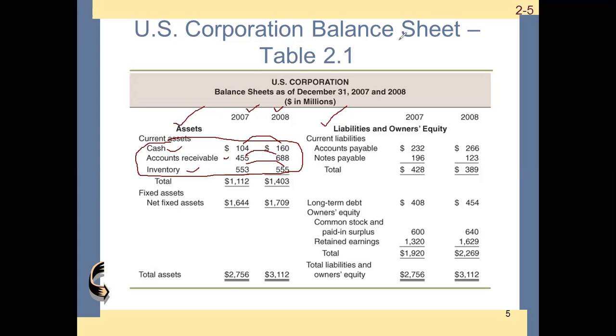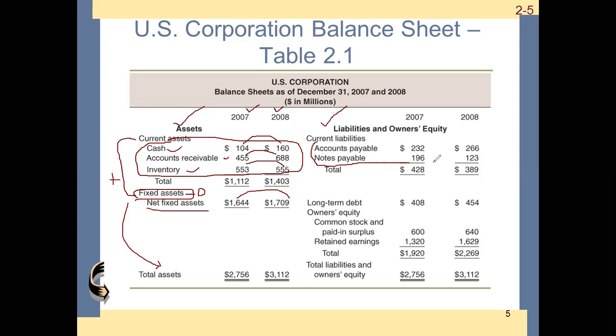And then we have fixed assets. Fixed assets include the net fixed assets. How do we calculate the net fixed assets? If we subtract depreciation from the fixed assets, we get the net fixed assets. So they have increased from 2007 to 2008. Then we have total assets. If you get the sum of the current assets and the total fixed assets, if you add them, you get the total assets. On the right side, we have liabilities.